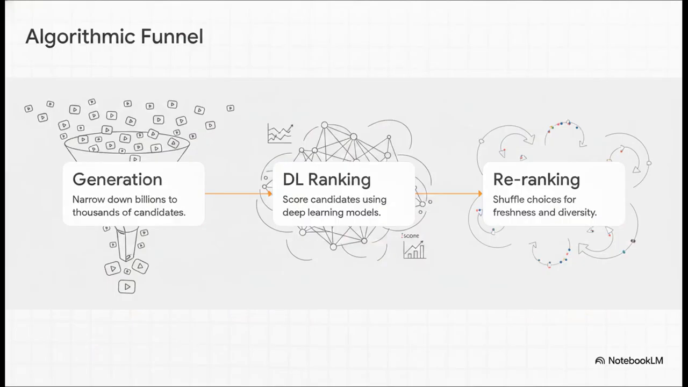Filtering billions of videos for a single user in just milliseconds requires a massive processing funnel. It happens in 3 steps. First, candidate generation uses collaborative and content filters. Second, deep learning ranking scores those candidates. And finally, re-ranking shuffles the top choices. This is super important because it injects freshness, enforces diversity, and prevents those really boring echo chambers.